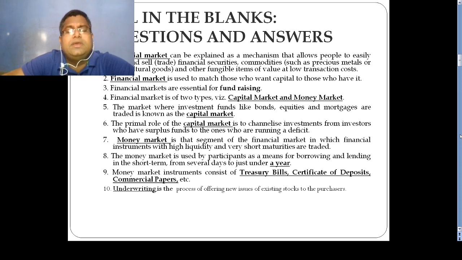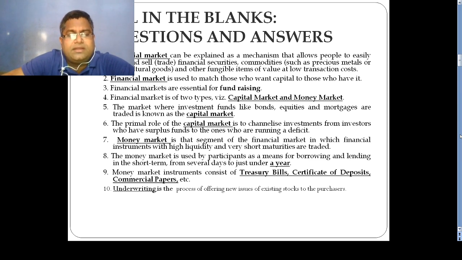It means money market is covered within 1 year and capital market is more than 1 year. Another one: money market instruments consist of ___. It means treasury bills, certificates of deposit, commercial papers.